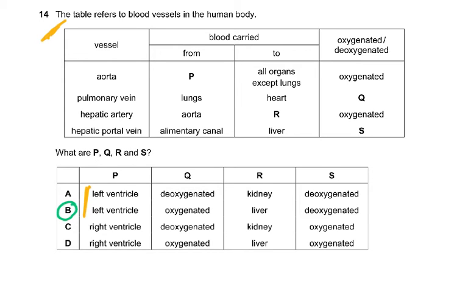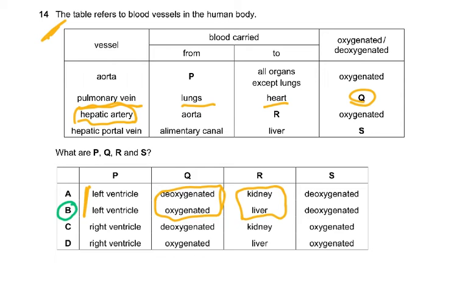Then you read the question again and you say, okay, what was Q? Well, Q is pulmonary vein, lungs, heart, oxygenated or deoxygenated. Well, you knew it was oxygenated blood. So the pulmonary vein brings the oxygenated blood from the lungs to the left atrium. So you knew that was the only difference here. You can see there was this difference here. There's a difference here as well. Left ventricle here also, like R. What was R? Hepatic artery, aorta, to. So it could have been liver or kidney. You know, hepatic means hepatitis, means infection of the liver.